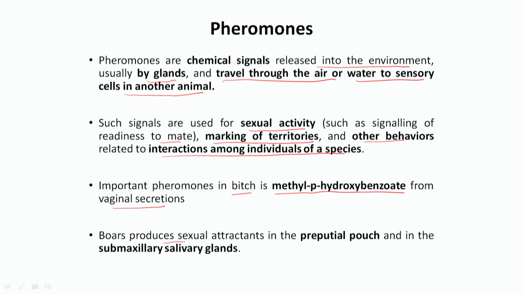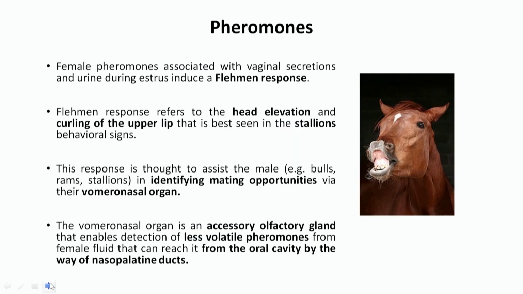Boars also produce a sexual attractant in their preputial pouch and in the submaxillary salivary gland. The female pheromones are associated with vaginal secretions and appear in the urine during the estrous cycle, and this induces a flehmen response. The flehmen response is a very peculiar feature that occurs in the stallion and also in bulls. In this case, there is head elevation and curling of the upper lip, which is best seen in the stallion and bulls.